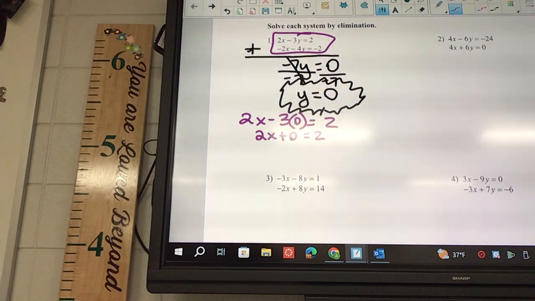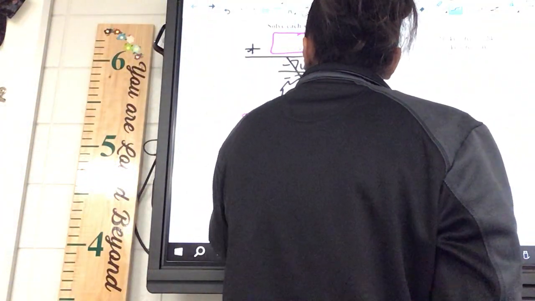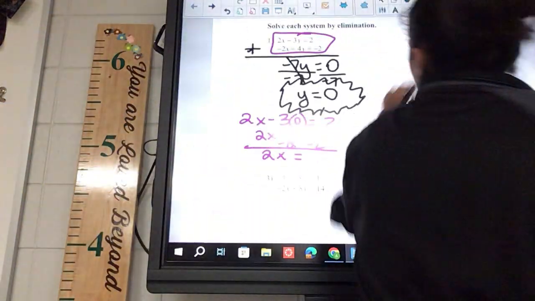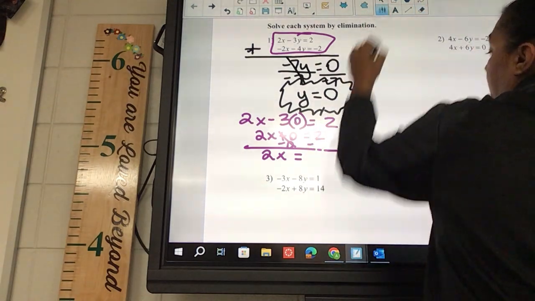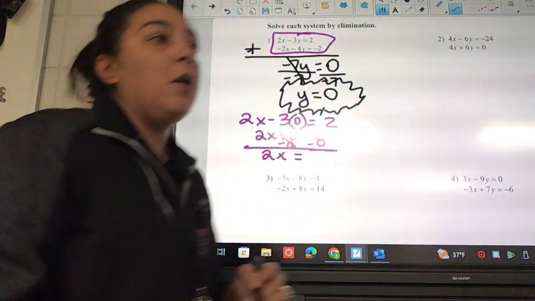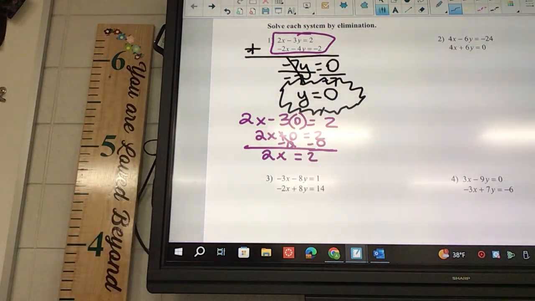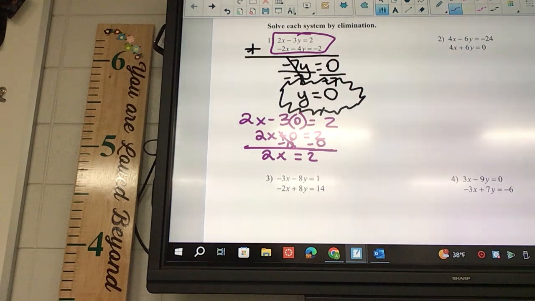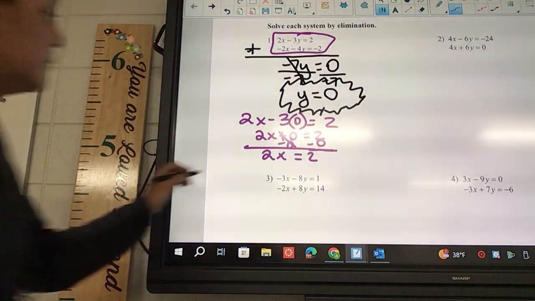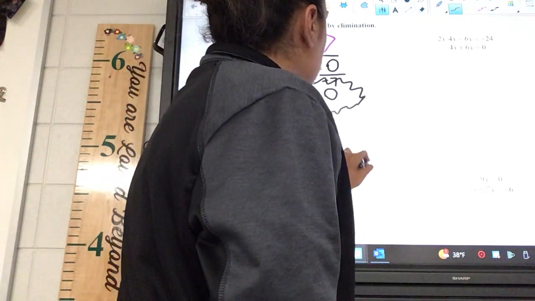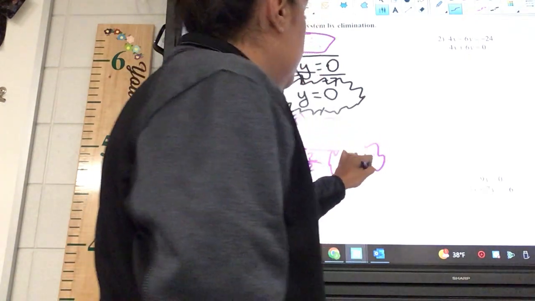Then what needs done? Who's the third wheel? The 0. So we're going to subtract 0 from both sides. So we get 2x equals 2 minus 0, which is still 2. And then what needs done? Divide by 2. And so I'm going to get x equals 1. And again, circle it crazy around there.